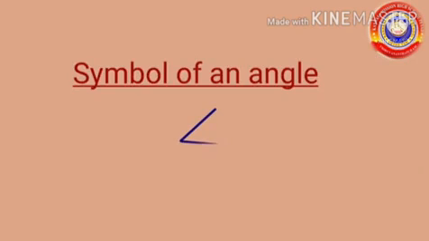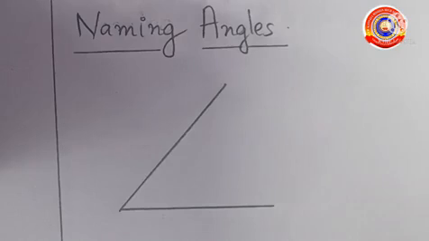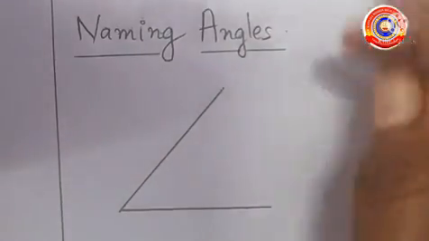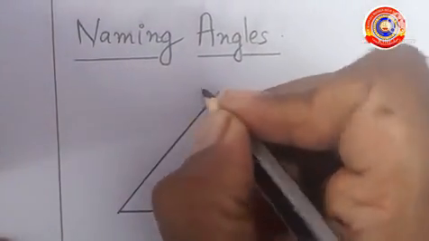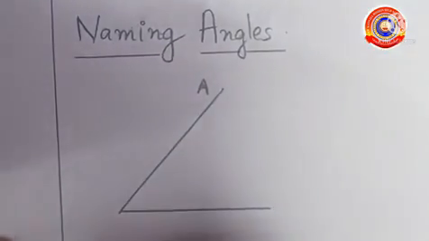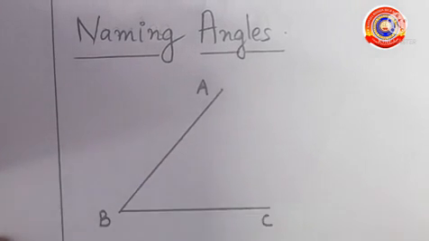See, this is the symbol of an angle. We use this symbol for writing an angle. Next, naming angles. How can we name this angle? We use alphabets to name an angle. Here, I use the alphabets A, B and C to name this angle. These alphabets are to be placed at the sides and vertex of an angle.